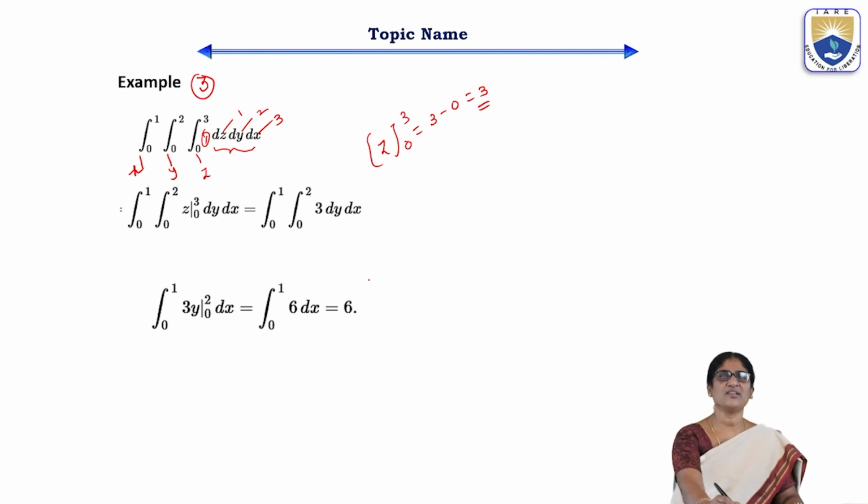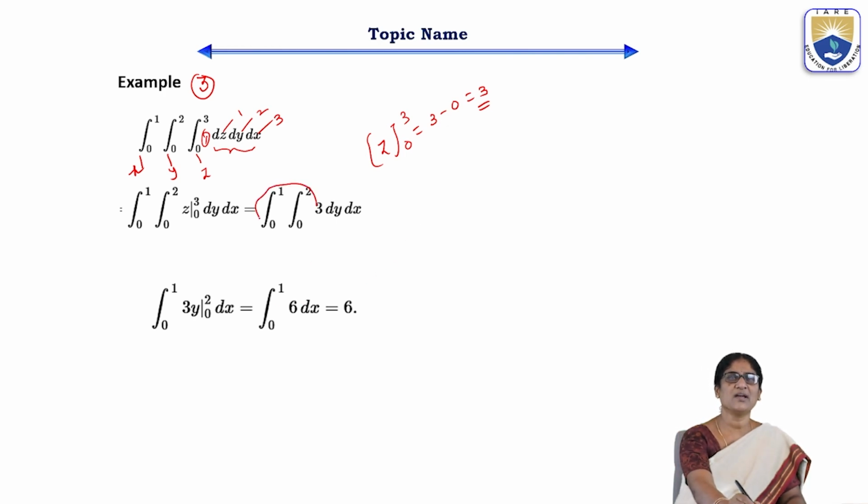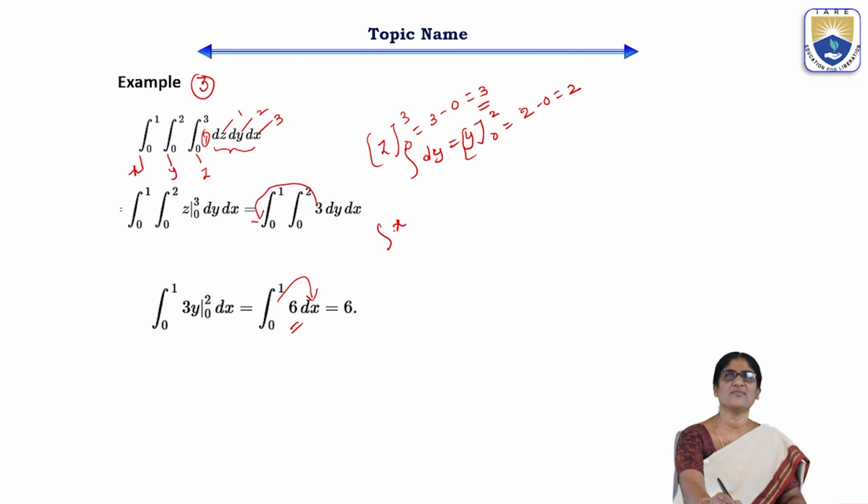After that, you can bring this 3 outside. Then integral of dy is nothing but y, and the limits are from 0 to 2. Apply the upper limit: 2 minus 0, which is equal to 2. So already 3 is there, 2 into 3 is 6. And the last leftover variable is x, and integral of dx is nothing but x, with limits from 0 to 1, which is equal to 1 minus 0, which is equal to 1. So already 6 is there, 6 into 1 is nothing but 6.